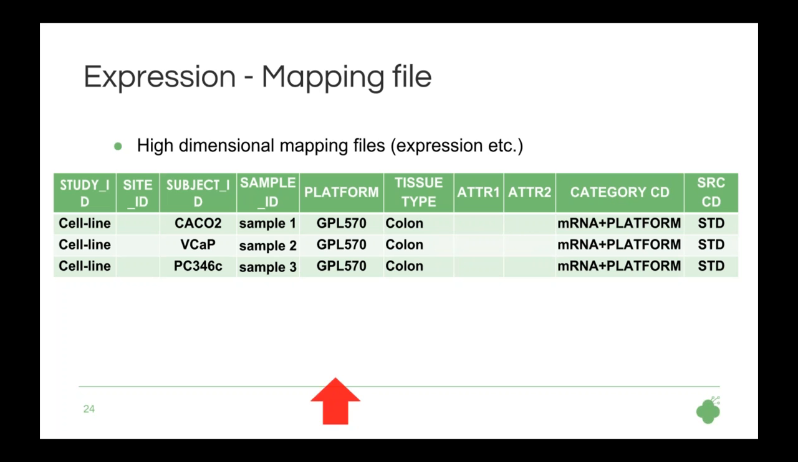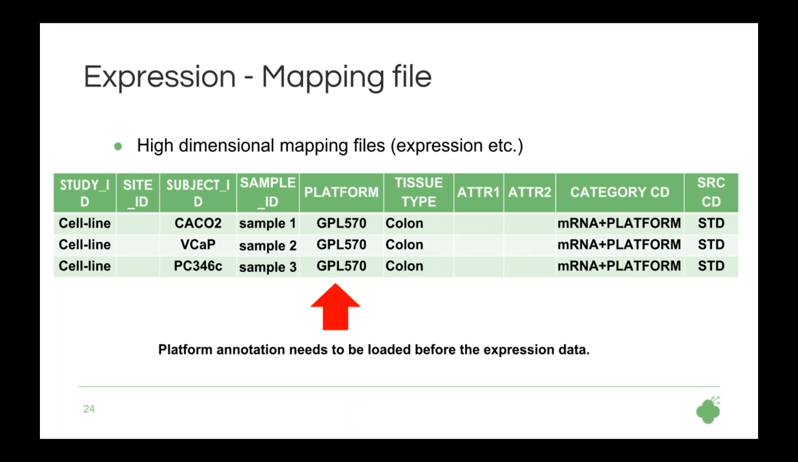The platform, indicated here, is the name of the platform annotation that has to be loaded before you load the expression data. But again, please look at the use case if you want to know more about this. The columns tissue type, attribute 1, attribute 2 can be used in the category CD as well as platform. As you see here, it's indicated with capitals platform. During the loading, the value in that particular field gets inserted, so you can adjust the category CD while you load, but I'll try to make it more clear when we load the data.